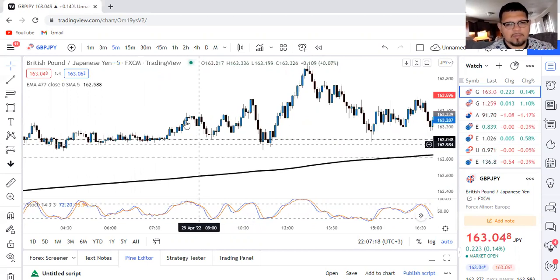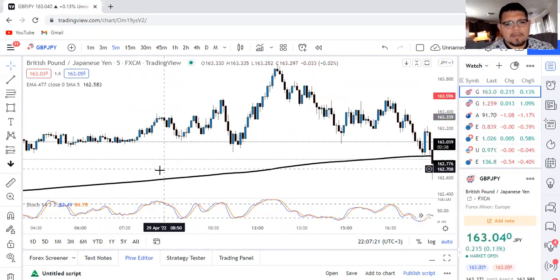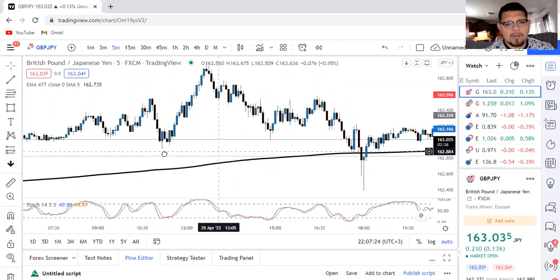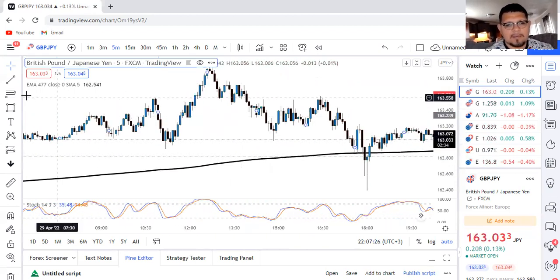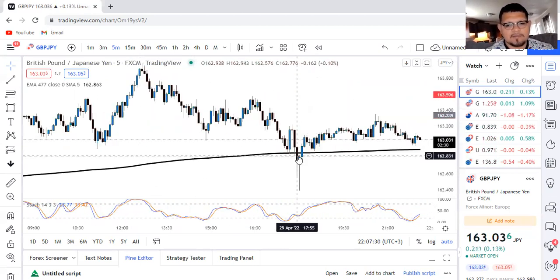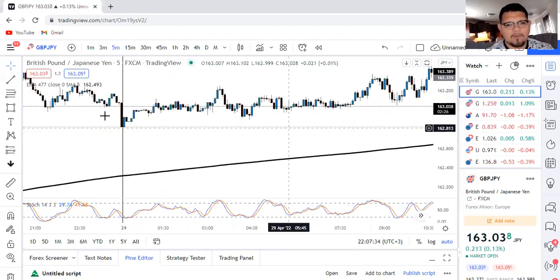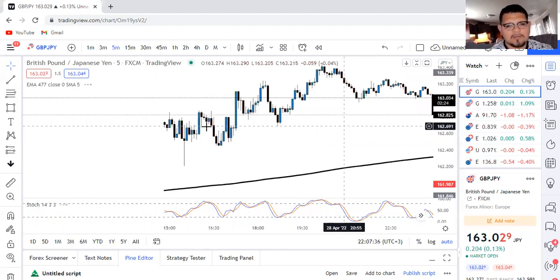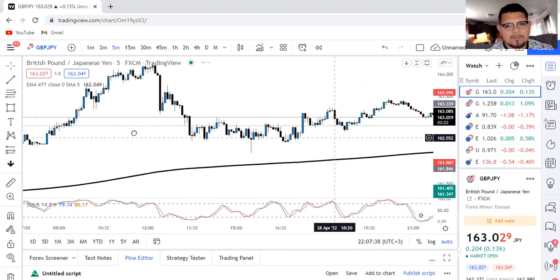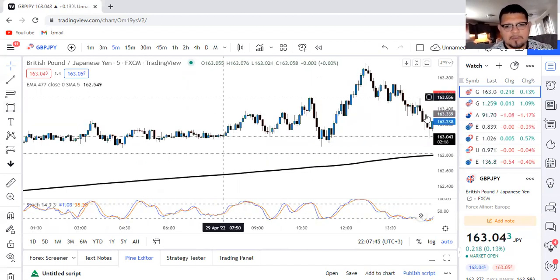And what I want to see on the 5 minute time frame is price being a little far away from the 477. I don't want it to touch, like here. I don't want it touching. I want it to be nice and far away, right? Some nice movement away from it. I'm about to show you guys why.